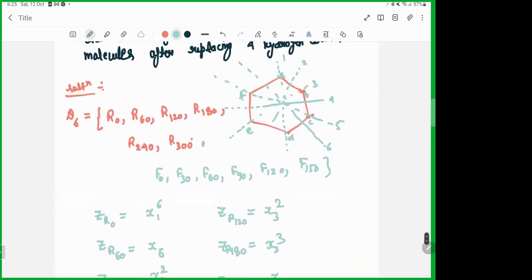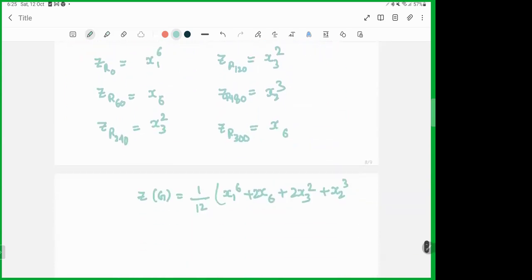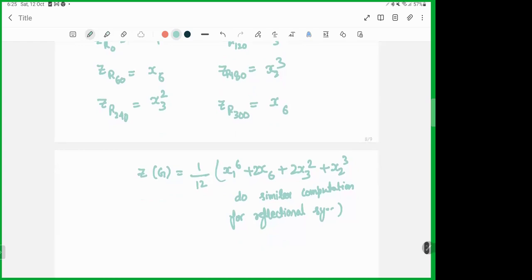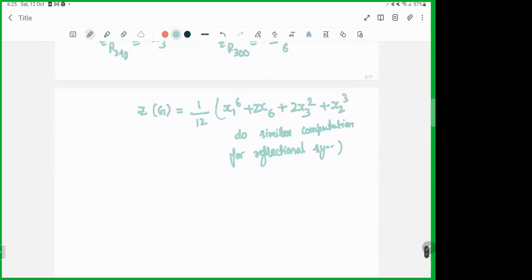So what are the reflectional symmetries? Do similar computation for reflectional symmetries, right? So we will get the required cycle index polynomial. There is no problem in calculation. You can do that. Okay.